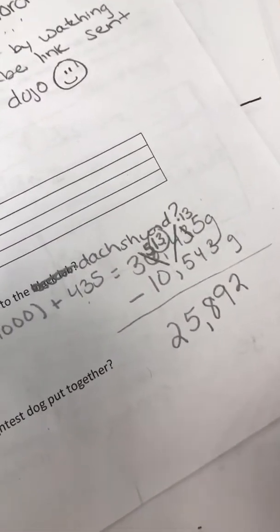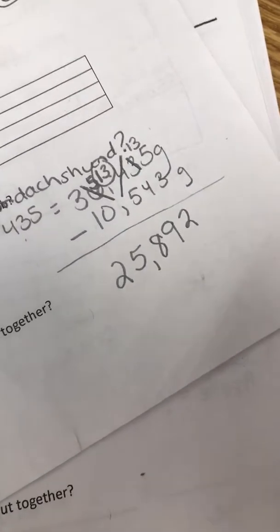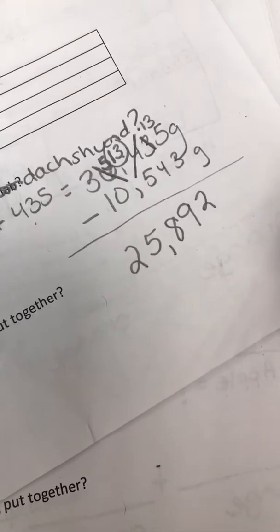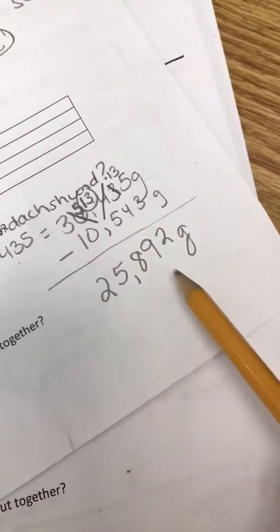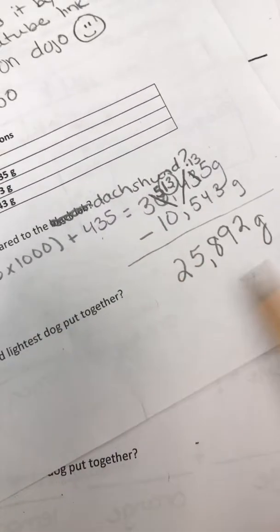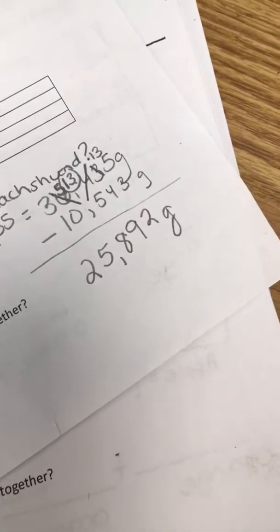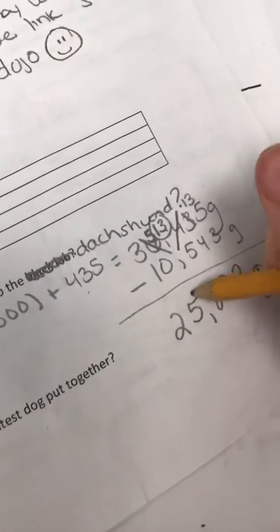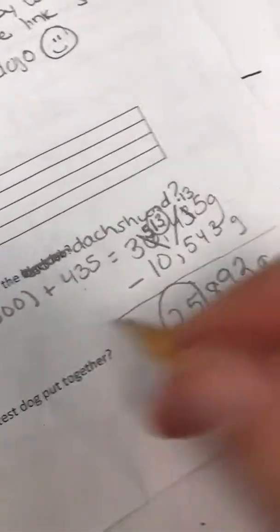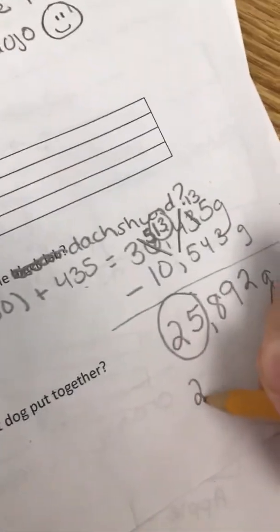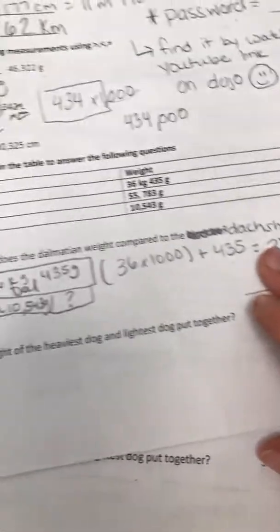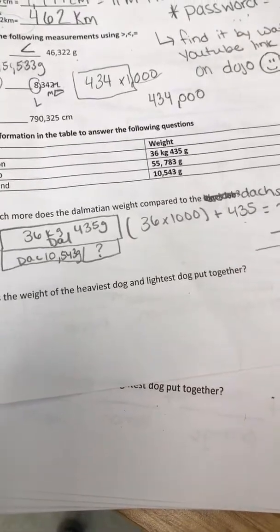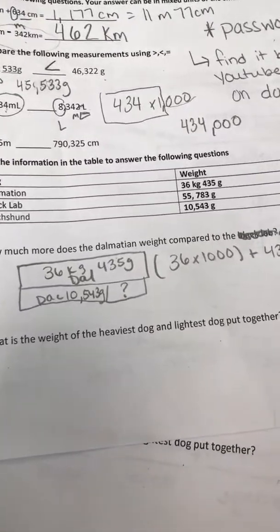So the Dalmatian is 25,892 grams heavier than the Dachshund. If I wanted my final answer to be in mixed units, again, I'm looking in my thousands. For every 1,000 grams I have, that's 1 kilogram. So I could also write this as 25 kilograms, 892 grams. That's the exact same thing as 25,892 grams.